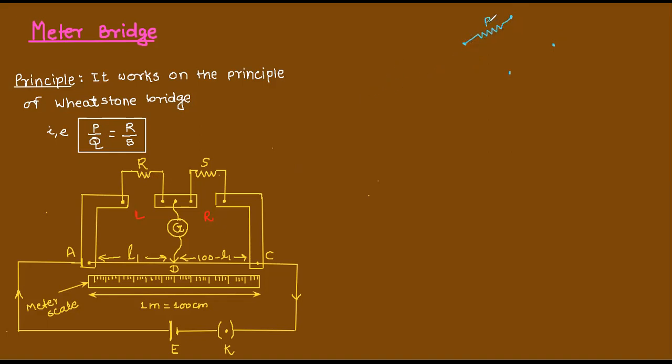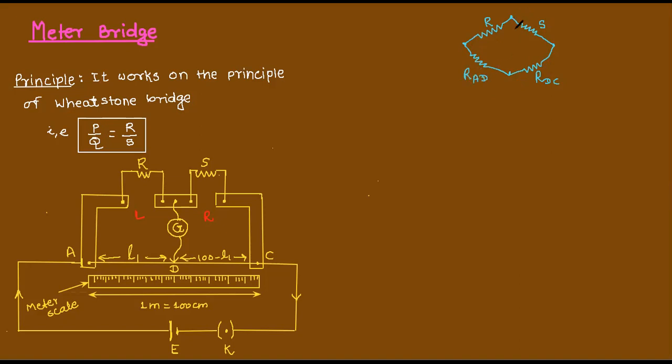This is R. Okay. This one is S. This one is the resistance of wire DC, right? And this one is the resistance of wire AD.